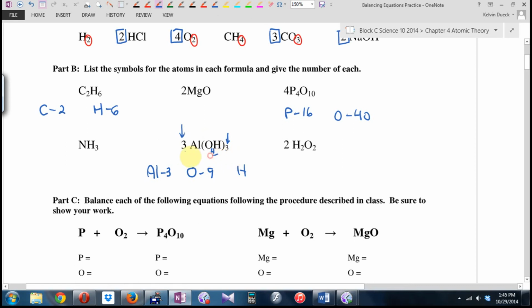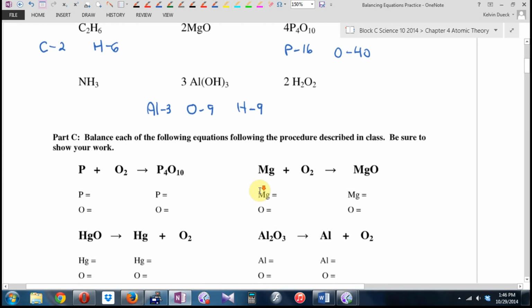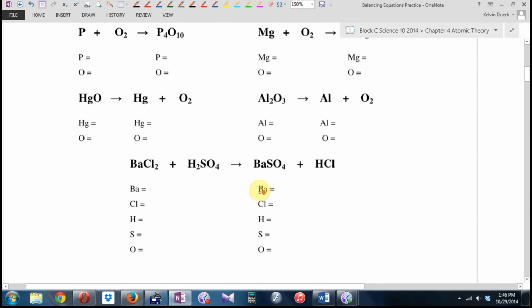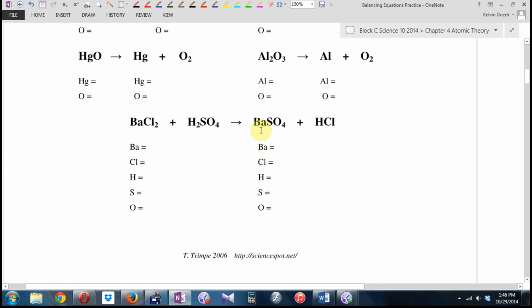12 times 3, 36. Okay, so we can handle that, and you will be asked to handle some of those yuckies. How many H's are there? Also, 9. You're responsible for filling in the other 3, but not right now. What I want to do is practice balancing some equations. You ready? Let's try this bottom one here.